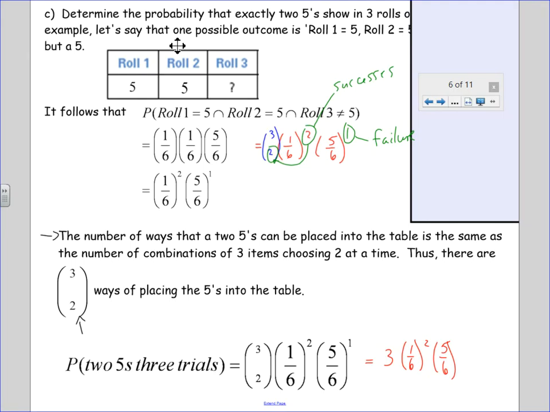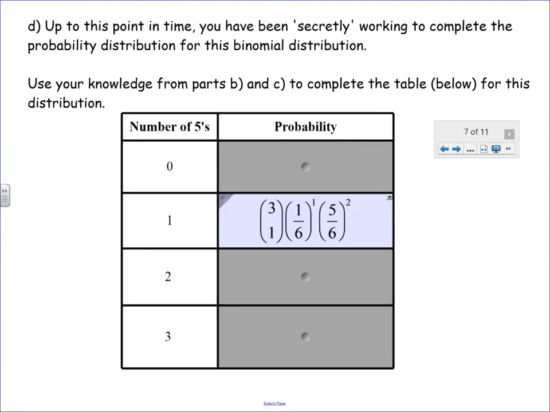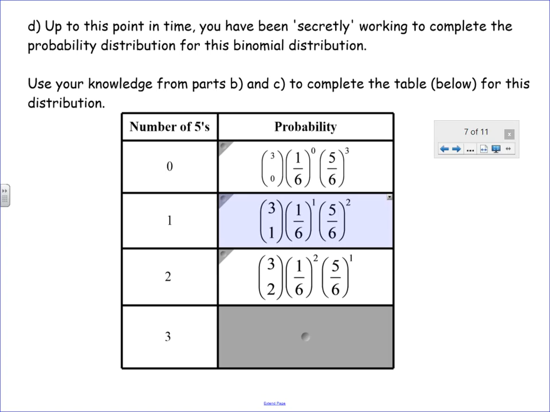So last but not least, let's go ahead and complete the probability distribution. All of these individual calculations, let's summarize them in the form of a table. We've already done this one, right? That was the first scenario where we were looking for 1 5, which constitutes 1 success. We just did this one, 2 5s or 2 successes. So it makes sense that for no 5s, we'd have no successes. And then for placing all 3 5s, that would constitute 3 successes.